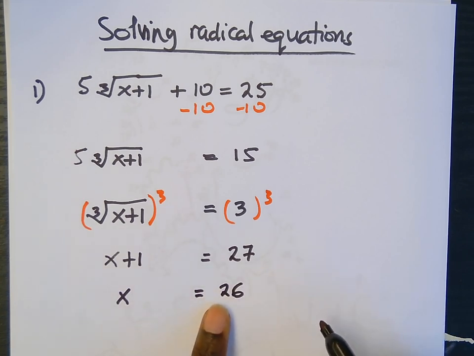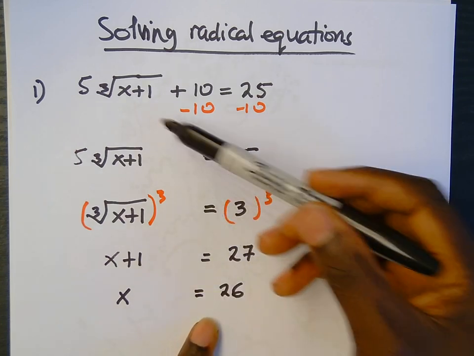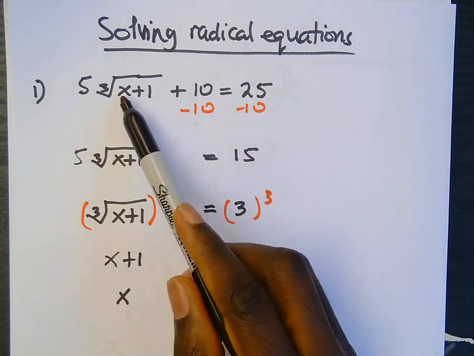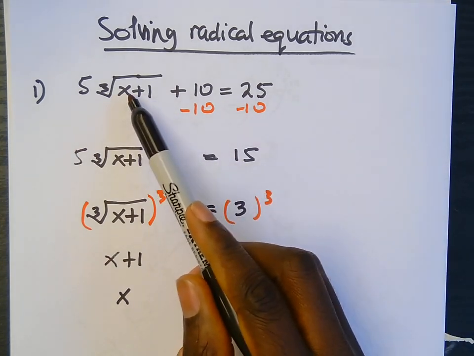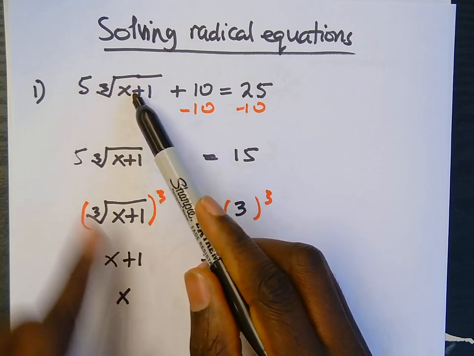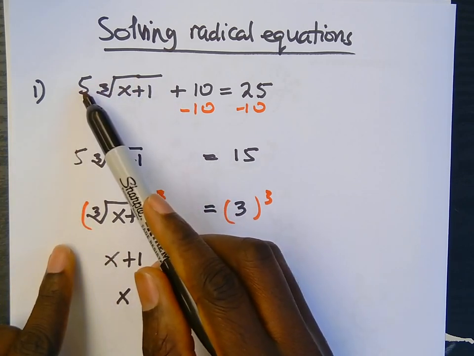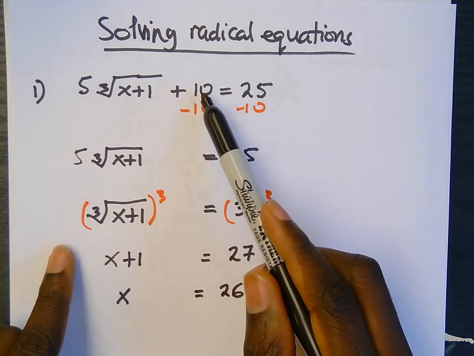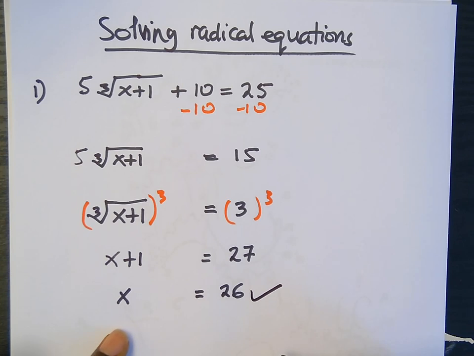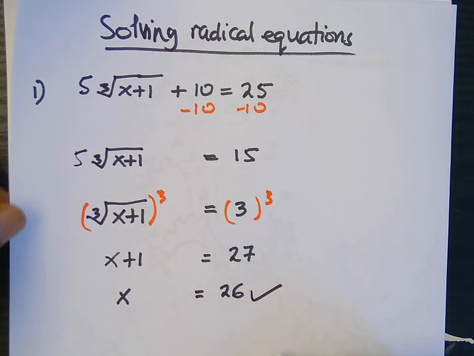Now we always want to check if the solution we got will satisfy the equation. If I plug in 26, I'm going to get 26 plus 1, which is 27. The cube root of 27 is 3, and 3 times 5 gives us 15, and 15 plus 10 gives us 25. So this answer checks out nicely. Okay, this is example 1. Now let's look at example 2.